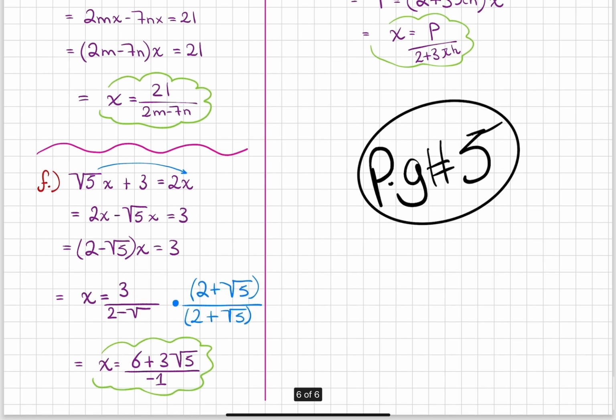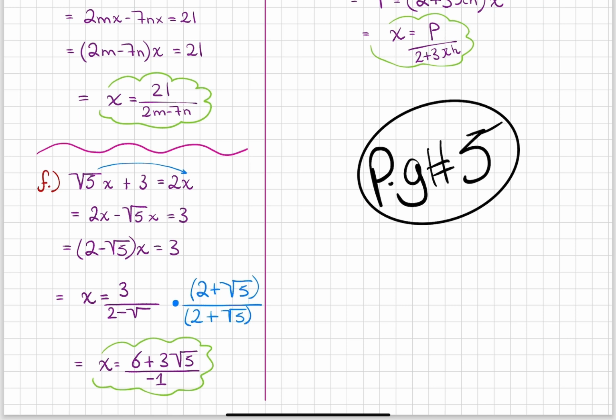Example F. Root 5 x + 3 is equal to 2x. So first, put all the x's on one side and the numbers on the other side. So 2x - root 5 x is equal to 3. From here, factor out x. (2 - root 5) bracket x is equal to 3. Divide by 2 - root 5 on both sides, and x is equal to 3 over 2 - root 5.